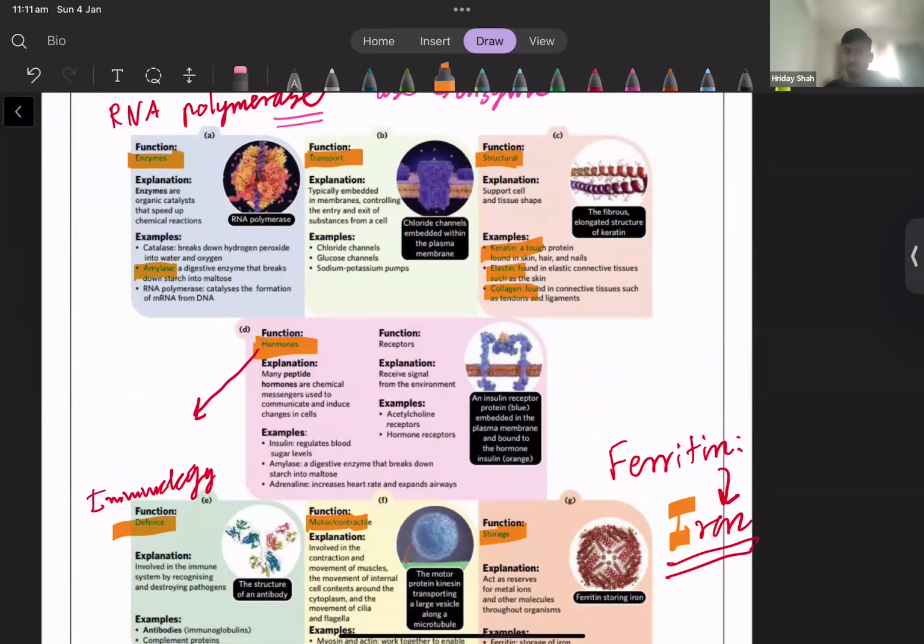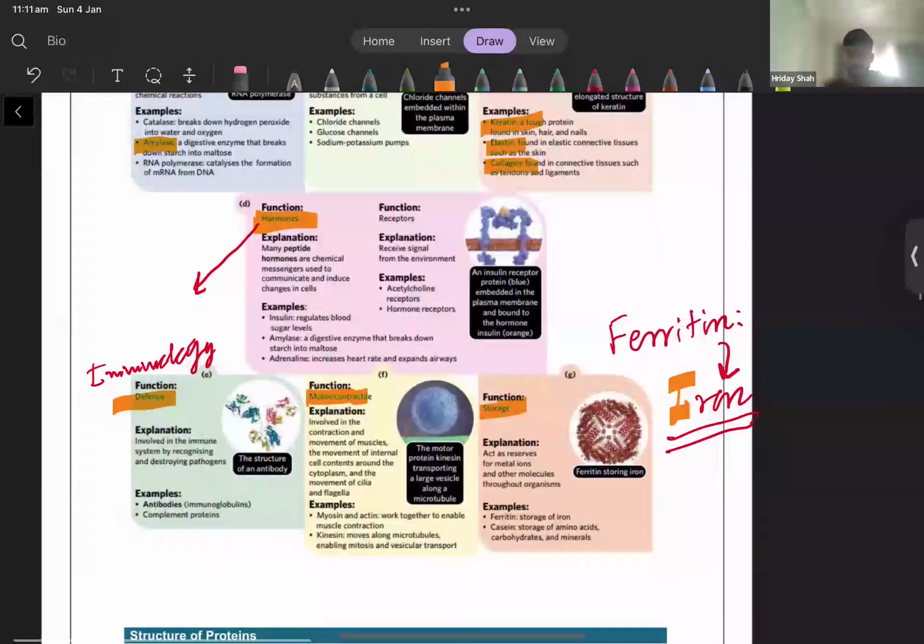They are commonly used. Hormones is also a good one. Insulin was covered in Unit 1, 2, but you've definitely heard of that before. Adrenaline as well is an example, right? What stimulates the fight or flight response.